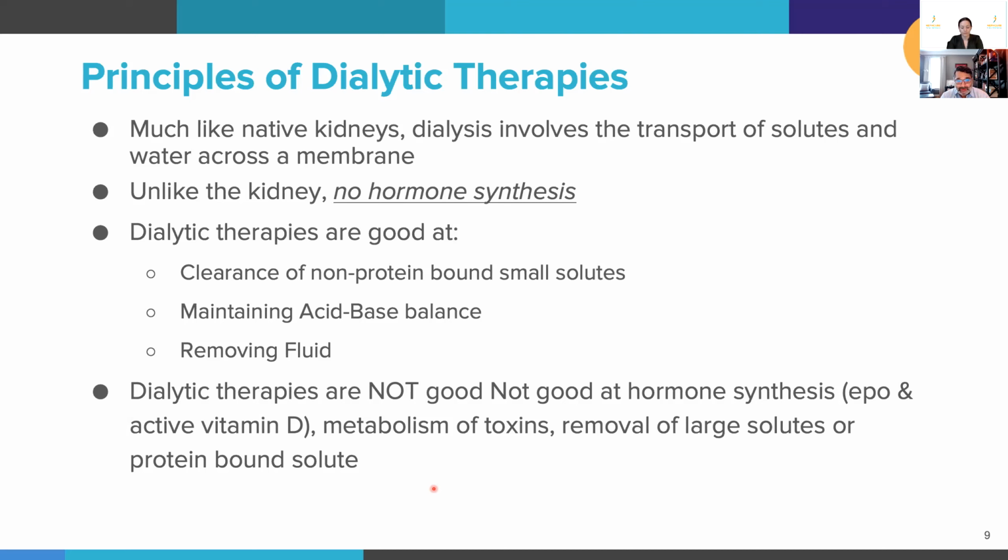So dialytic therapies are really great for clearance of small solutes or chemicals that are not stuck to proteins or bound to proteins. It's good for maintaining acid-base balance, and it's good for removing fluid. Unfortunately, as I mentioned, it's not good at fixing issues with vitamin D, metabolizing certain toxins, or removing large solutes or large molecules that are stuck to other proteins as well. So there are some things that we just really don't remove very well with dialysis.